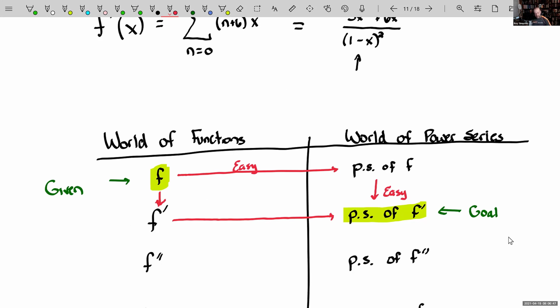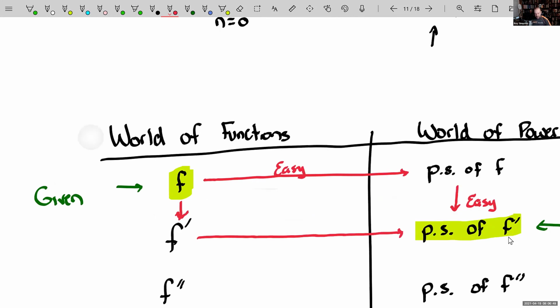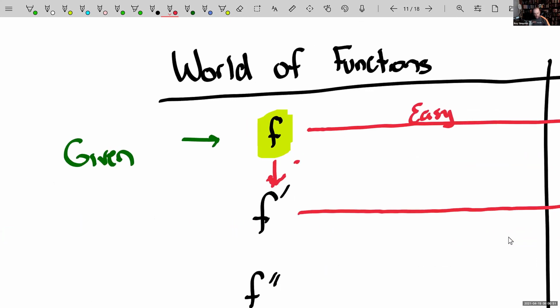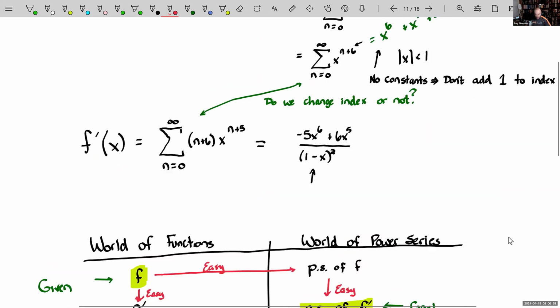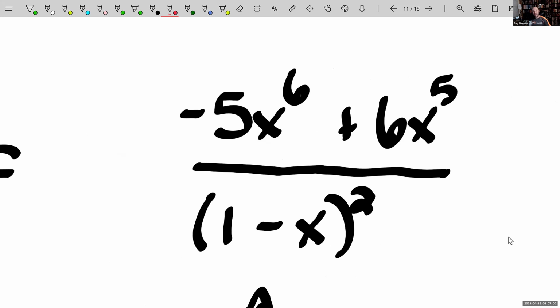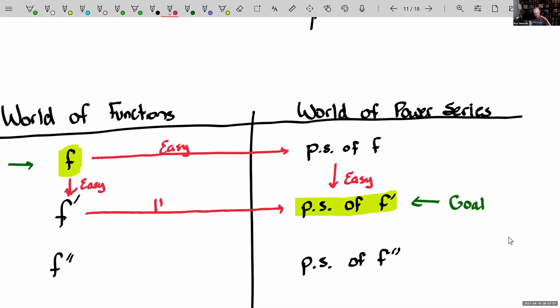Technically, if we had done the other route, they gave us the function f. Well, it is somewhat easy to take the derivative of the function. But then going from the derivative, here we are at the derivative, and somehow magically saying what the power series is for that is hard. So of those two directions I could have gone, you better believe I'm going to go this direction right here. I'm going to go this easy route and then this easy route.